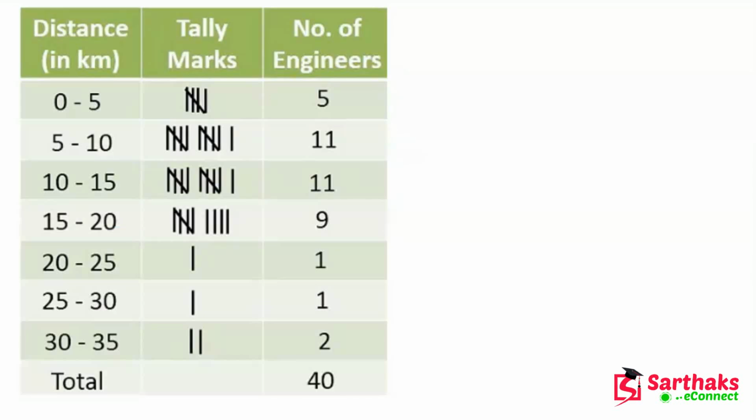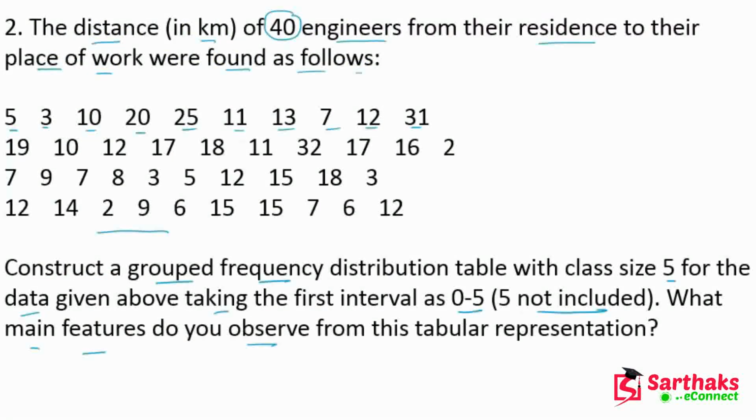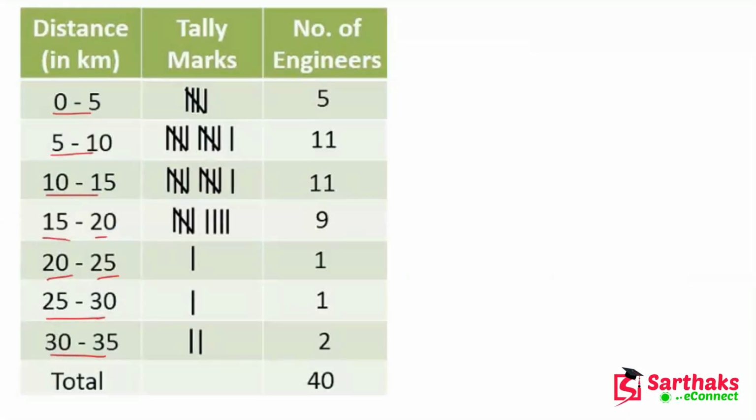So here you can see the distance in kilometers. The intervals are 0 to 5, 5 to 10, 10 to 15, 15 to 20, 20 to 25, 25 to 30, and 30 to 35. This is the maximum range, 30 to 35. Yes, so now we have to tally.